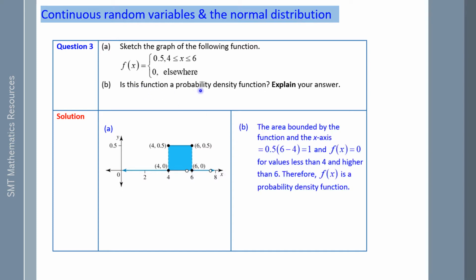Is this function a probability density function? Explain your answer. The area bounded by the curve and the x-axis, which is here, needs to equal 1. Simply put, you could integrate it and then evaluate it between 4 and 6, but you've got a rectangle that's 2 wide and 0.5 high, so 2 times a half is 1.